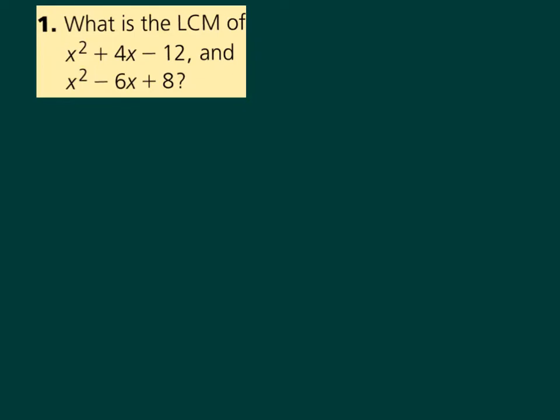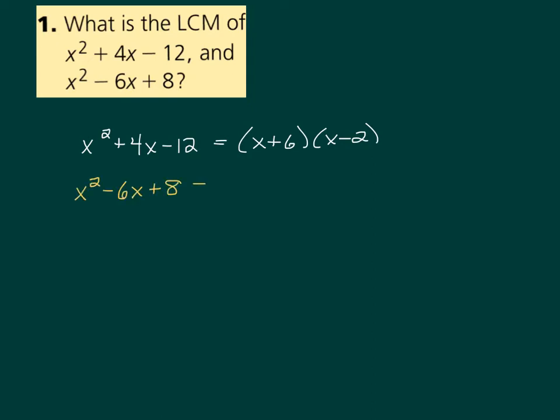The way we do this: take x squared plus 4x minus 12 and factor it. x plus 6 times x minus 2. Take x squared minus 6x plus 8 and factor it. x minus 4 times x minus 2. So when you're looking for the least common multiple of polynomials, the first step, factor them. Then we're actually going to see what the least common multiple is.